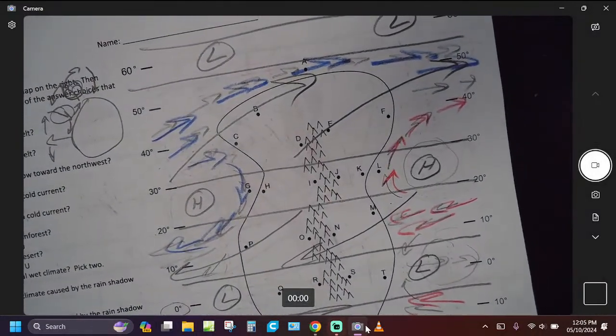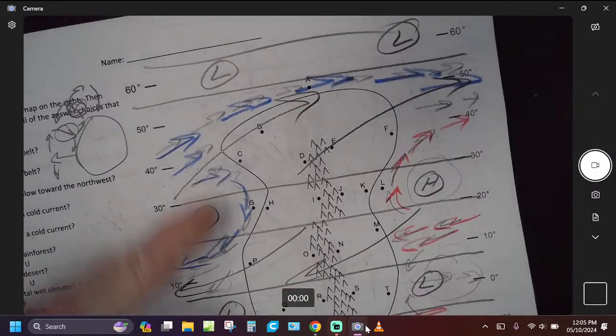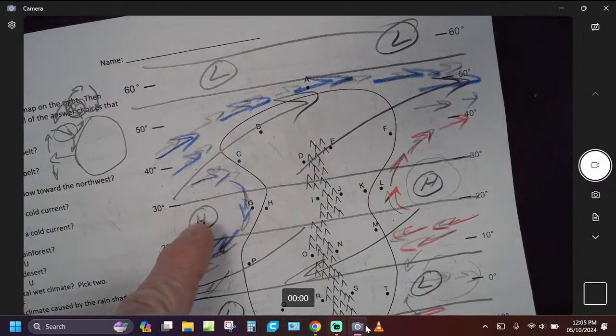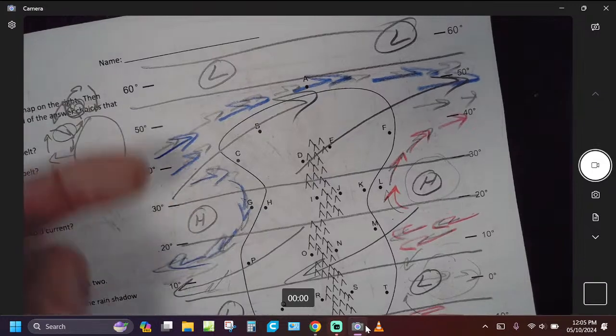And you just need to know which way they go. They go from high pressure to low. And second, which way they curve. They curve clockwise in the north.